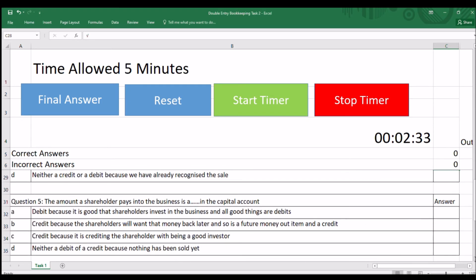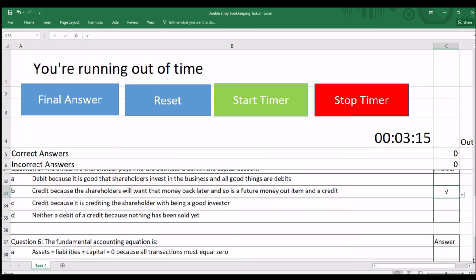Question 5. The amount a shareholder pays into a business is a debit or credit in the capital account because of. And the answer to that is B. It's a credit in the capital account, and that's because it's a money out item. The shareholders will want that money back in the future, and an increase in the money out item is therefore a credit. So that is B.